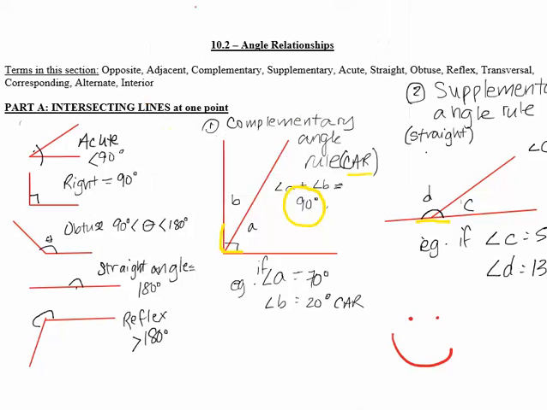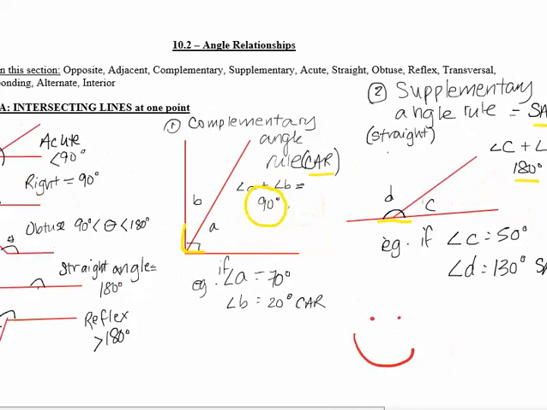So welcome back to grade 8 math. We are now on 10.2 and we're looking at angle relationships. So this is just to review what we did last time. We looked at the different types of angles. We looked at the complementary angle rule and the supplementary angle rule, as listed here as CAR and SAR.